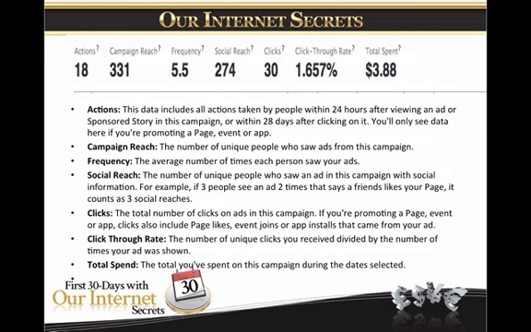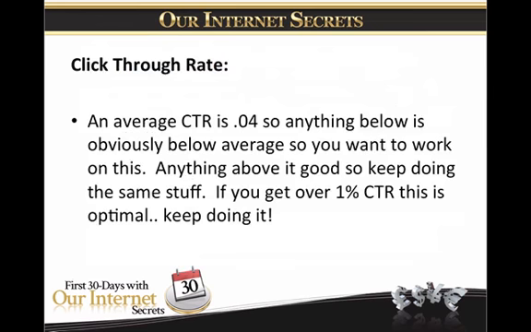Social reach is the number of unique people who saw the ad in the campaign with social information. For example, if 3 people see an ad 2 times that says a friend likes your page, it counts as 3 social reaches. And then clicks, so the number of people that have clicked on the ad, and the click-through rate. This is the number of unique clicks you received divided by the number of times your ad was showing. We'll go through on the next page what an average, below average, above average or optimized click-through rate is. And then of course the total spend, so how much you spent on the campaign to date.